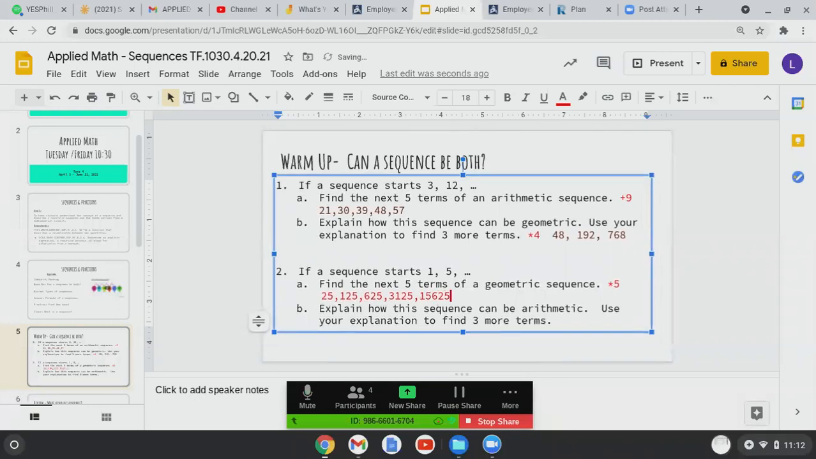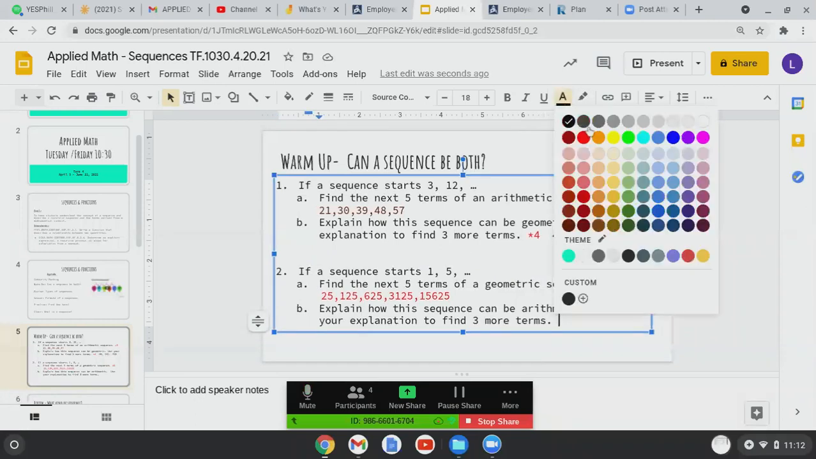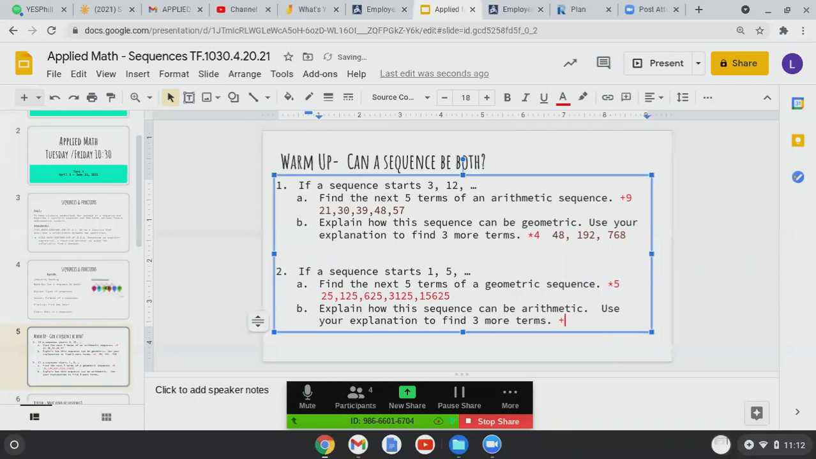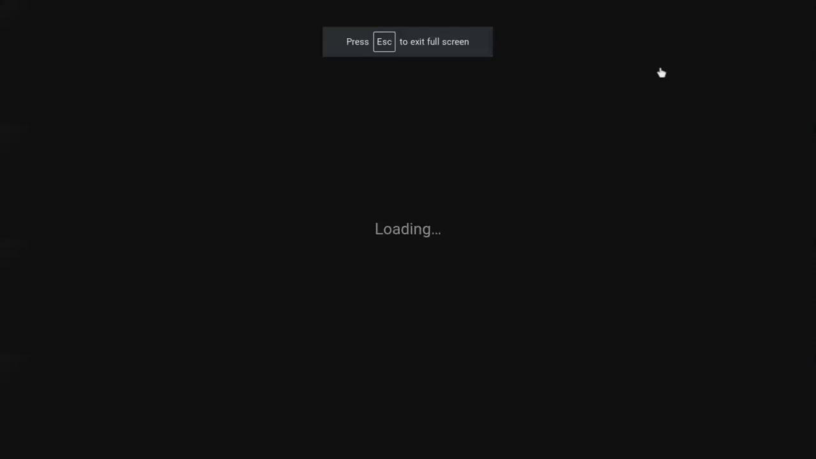Yes. All right. So now let's make this arithmetic. So if it's arithmetic, then what are we doing? Add 4. Yep. And so the next 3 would be 9, 13, and 17. So again, it doesn't matter how it is presented to you, your mindset stays the same. Good job, y'all.